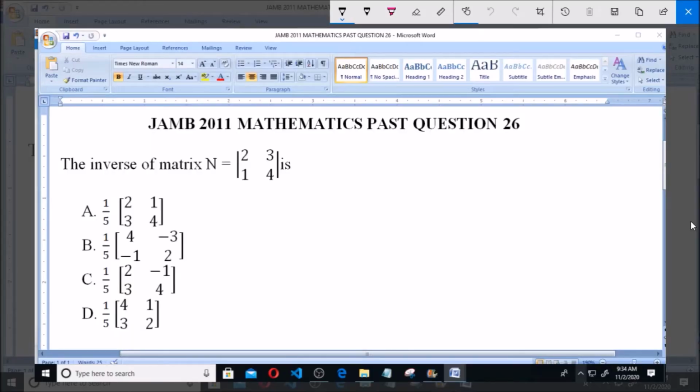I will be answering JAMB 2011 Mathematics Past Question 26. The inverse of matrix N, which is equal to a 2 by 2 matrix of 2, 3, 1, 4 is, now we have option A, option B, option C, and option D.